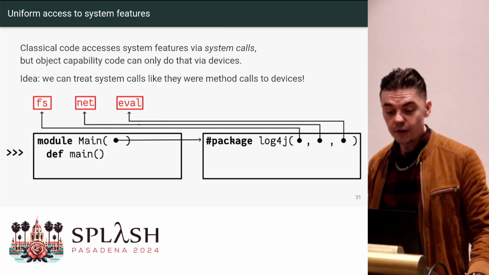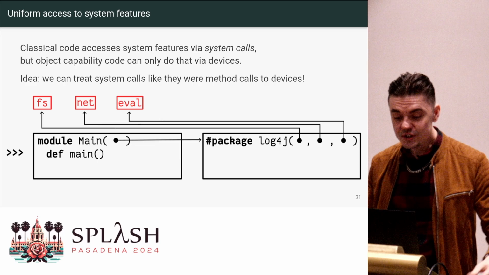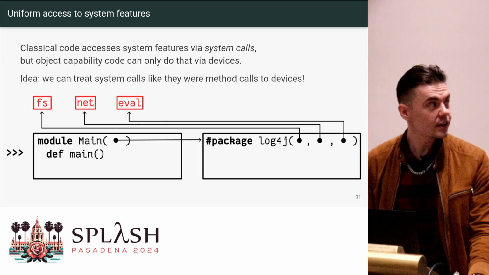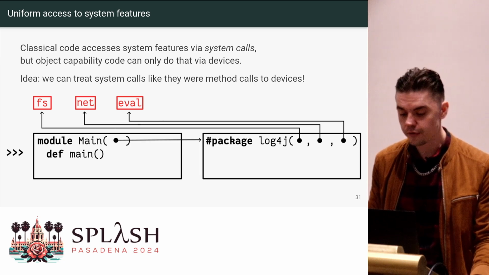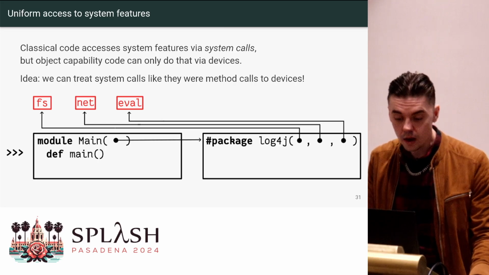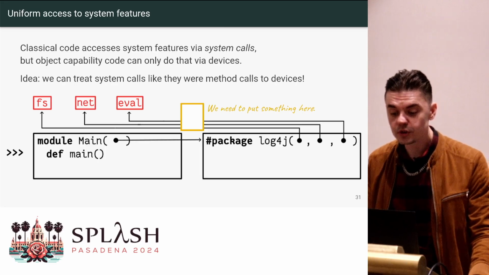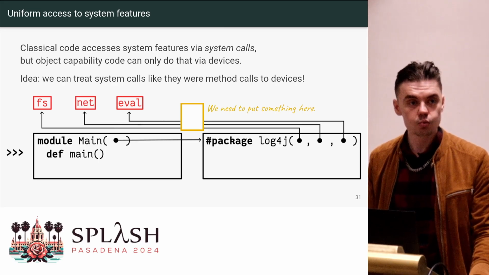OK, so far so good, but we still need to think about one last detail, which is how do we make sure that log4j doesn't access malware from the internet? Well, we just need to put something over there. Before, we could put our own objects there, but that doesn't work anymore.